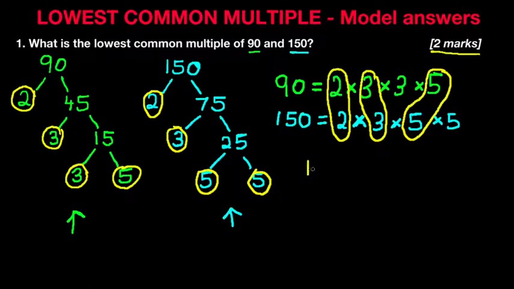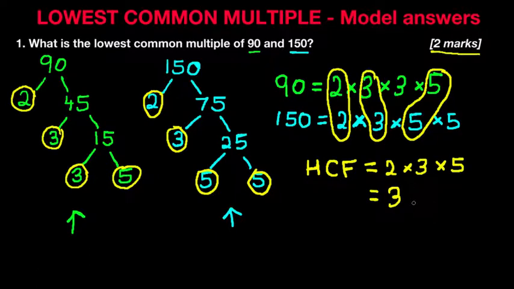So therefore, the highest common factor, let me just write that out again, it wasn't very clear. Highest common factor equals 2 times 3 times 5. So that's all the numbers we have circled above. So that equals 2 times 3 is 6, times 5 is 30.